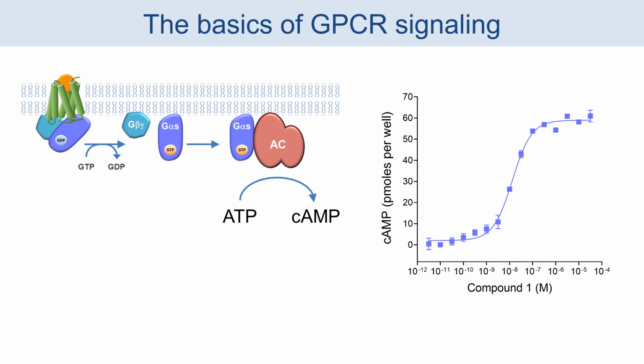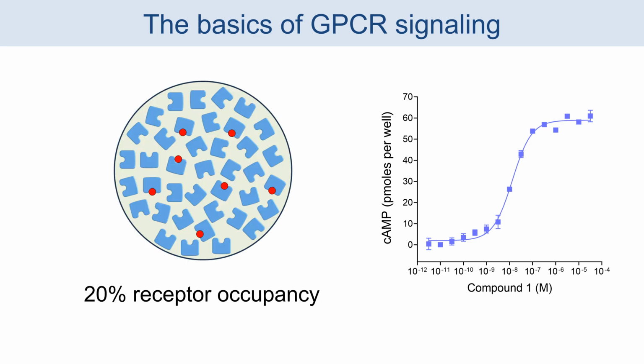Let's illustrate what we mean by this. Here we have a population of receptors in blue, some of which have agonists bound to them in red. In this case, 20% of the receptors are occupied by the agonist, so the level of receptor occupancy is 20%. When we first start doing GPCR signaling assays, we implicitly assume the level of receptor occupancy is the only thing that defines the signal we see in our graph here.